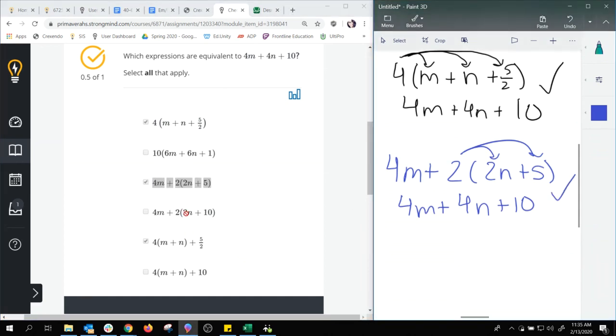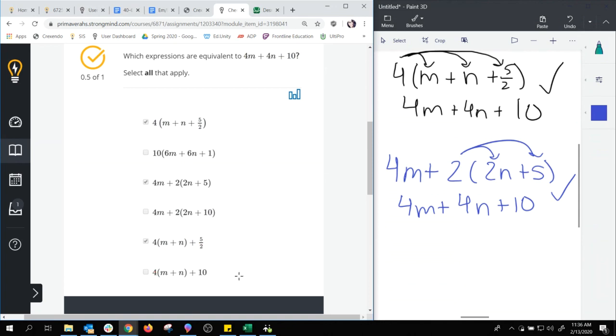On this one, remember that 2 is being distributed to everything inside. So 2 times 10 gives me 20, and I'm looking for a 10 at the end. So this one won't work either. On this fifth one, I'm only multiplying the 4 to m and n, which will give me the beginning part. But I won't ever be able to get the plus 10 at the end, because I have this plus 5 over 2 here. So that one can't work.